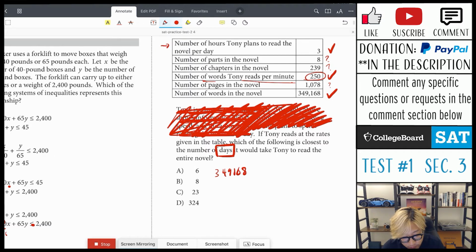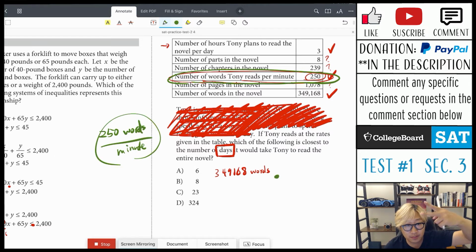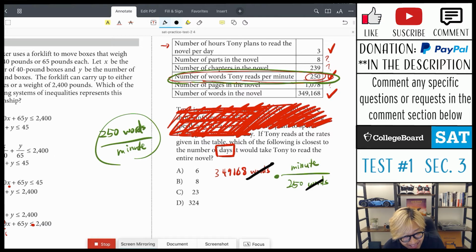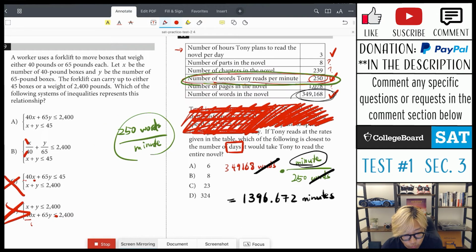And first of all, this is words. So I'm going to multiply by 250 words per minute. I will flip this guy, so I will say 250 words on the bottom and then minute on top. This words, I want it to be canceled, so it will leave me however many minutes. So 349168 divided by 250, I got 1396.672 minutes. We are given how many hours he reads per day.